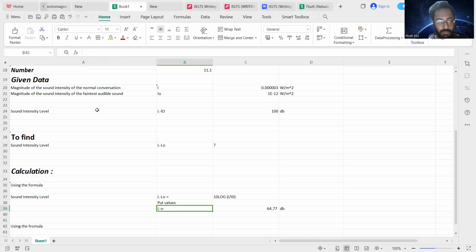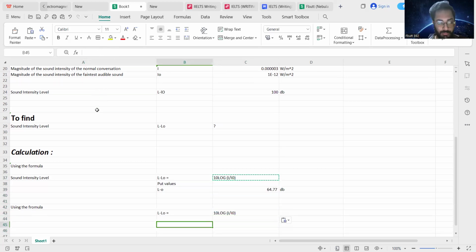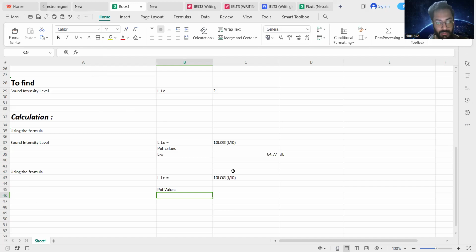And what is the formula? Here we are going to copy, and here we are going to paste the relevant portion of the formula in that desired portion. Okay, now put values. This time we have to find the intensity, meaning we have to find that particular factor I, which is in the numerator of the parenthesis.